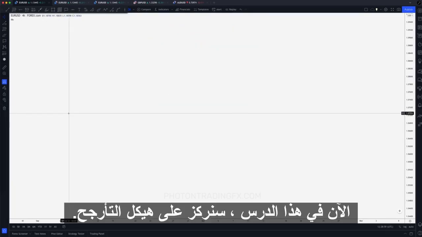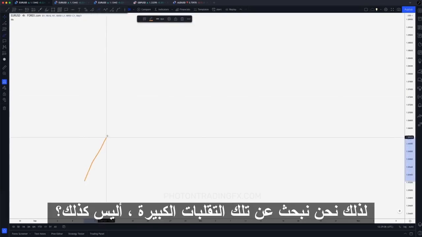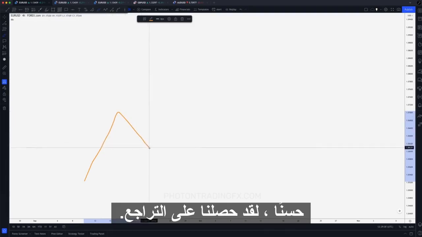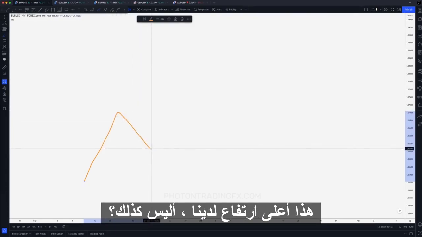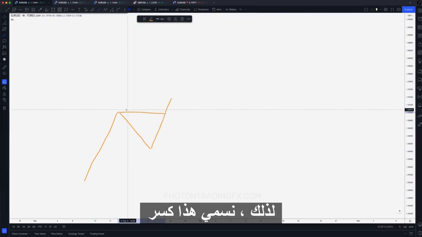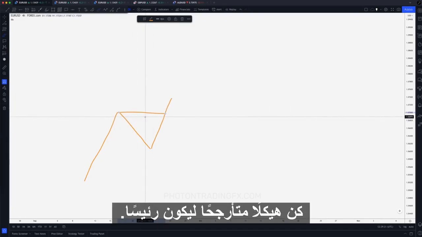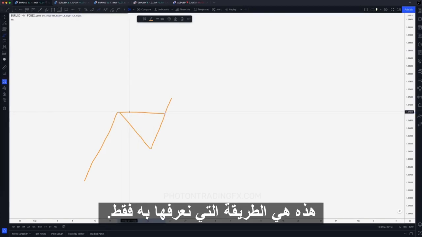Now in this lesson we're going to focus on swing structures. So remember, we're looking at those bigger movements in price action. We're looking for those big swings, where we get a big pullback. That's our higher high. We wait for price to break that swing high, so we call this a break of structure. A break of swing structure is only what we refer to as a BOS. It has to be swing structure for it to be a BOS. That's the way we define it.